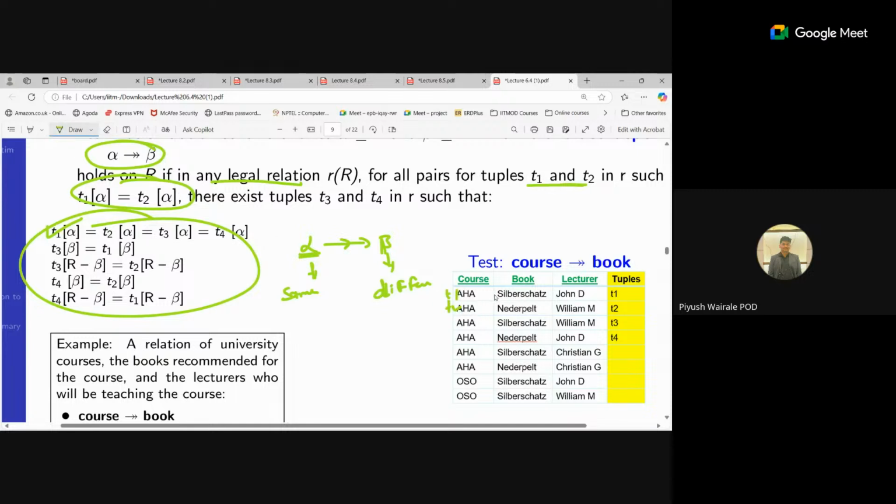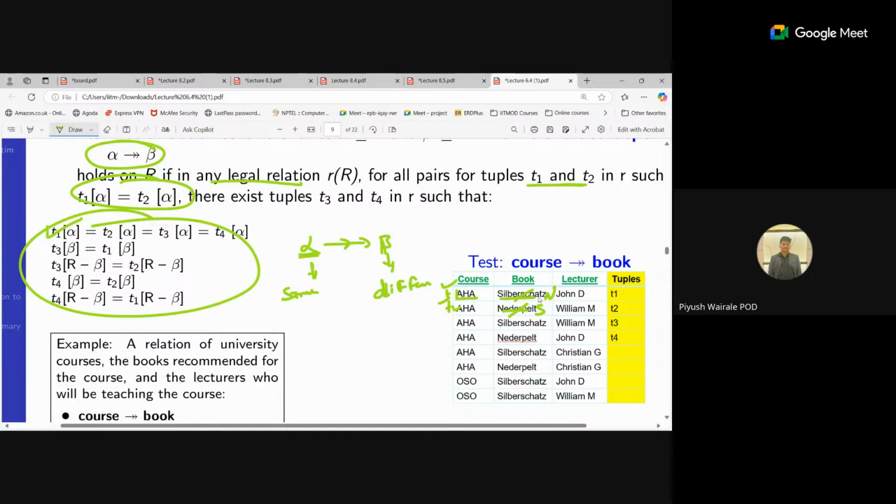I will swap this beta value here. So instead of Silverstat, it will be another pill. Instead of another pill, it will be Silverstat. Now I got two new rows: AHA, Netherpelt, John D, T1. If these two rows are present after swapping in the same table, then we can say MVD exists. Otherwise, MVD does not exist.